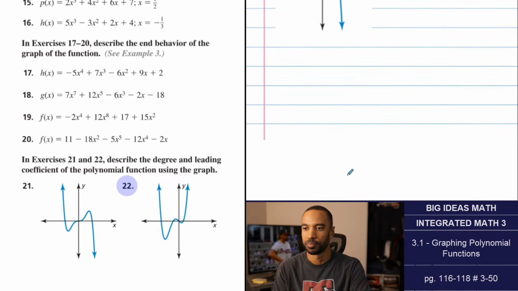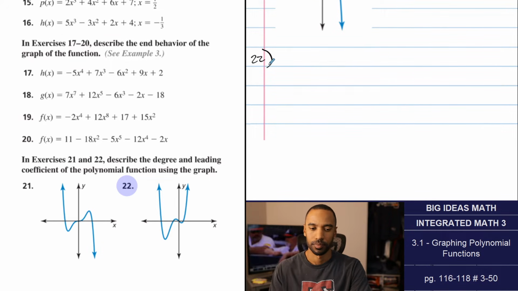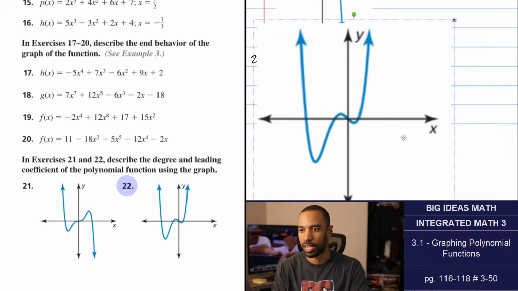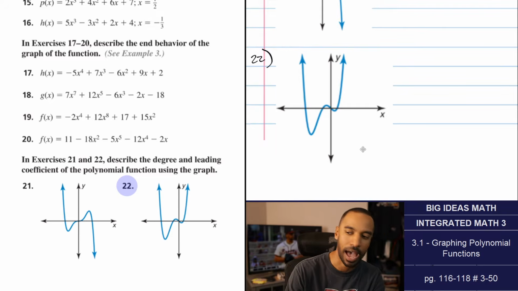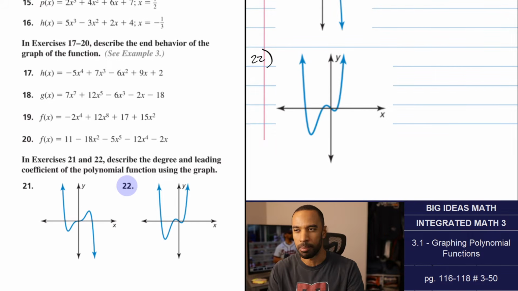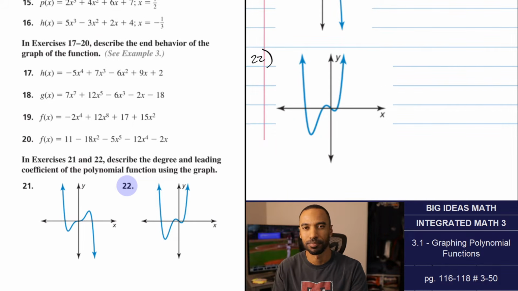Number 22. Take a look at this guy. There's some turnarounds and stuff like that. Now, there's a way, and I don't think it's in these problems, maybe it'll be in a later section, but based on the number of turns, you can say at least what the degree is. But we just need to state whether it's even or odd right now, I'm sure.